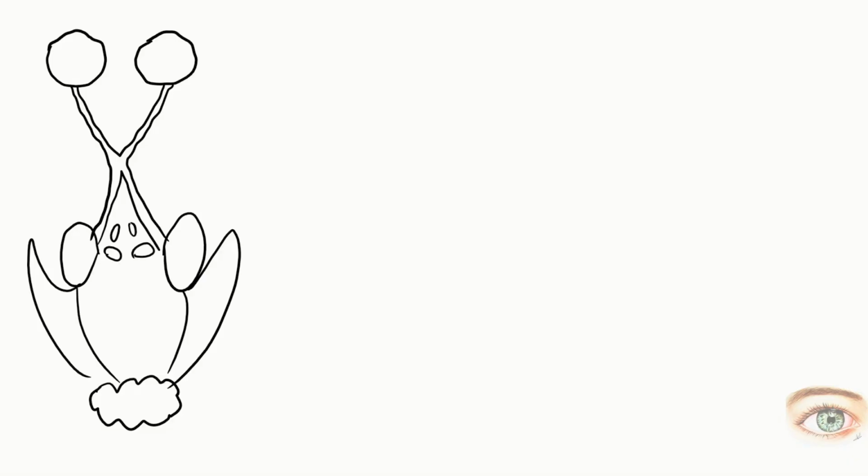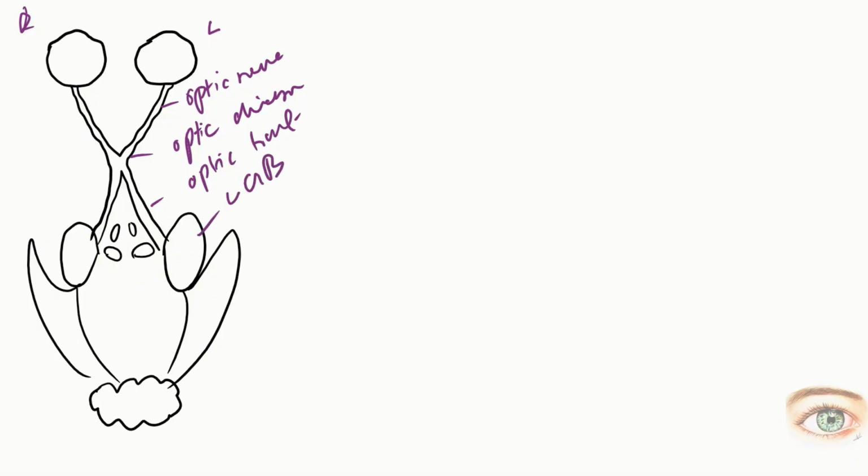So this right here is the diagram of a visual pathway. This is the right eye. This one is the left. This is the optic nerve, this is the optic chiasm, the optic tract, the lateral geniculate body, the optic radiation, and this right here is the visual cortex.